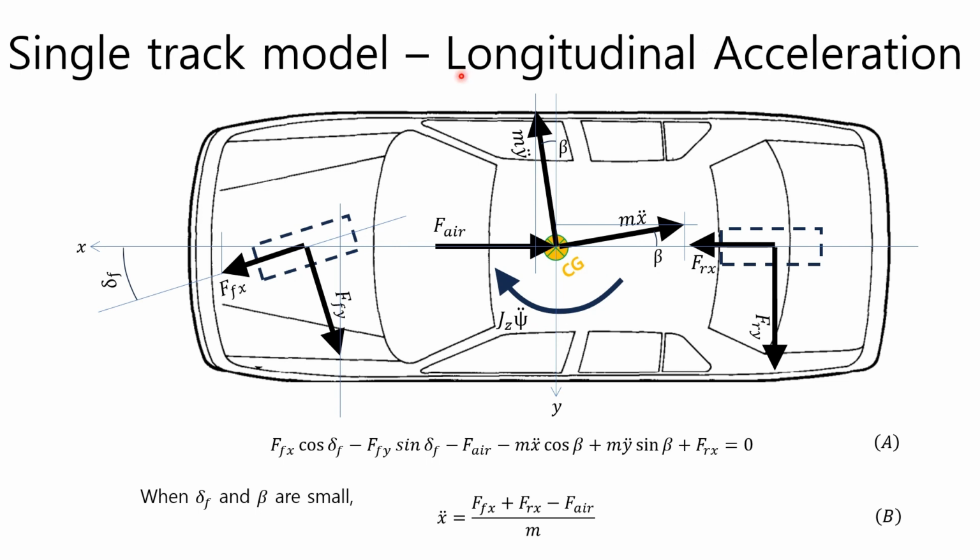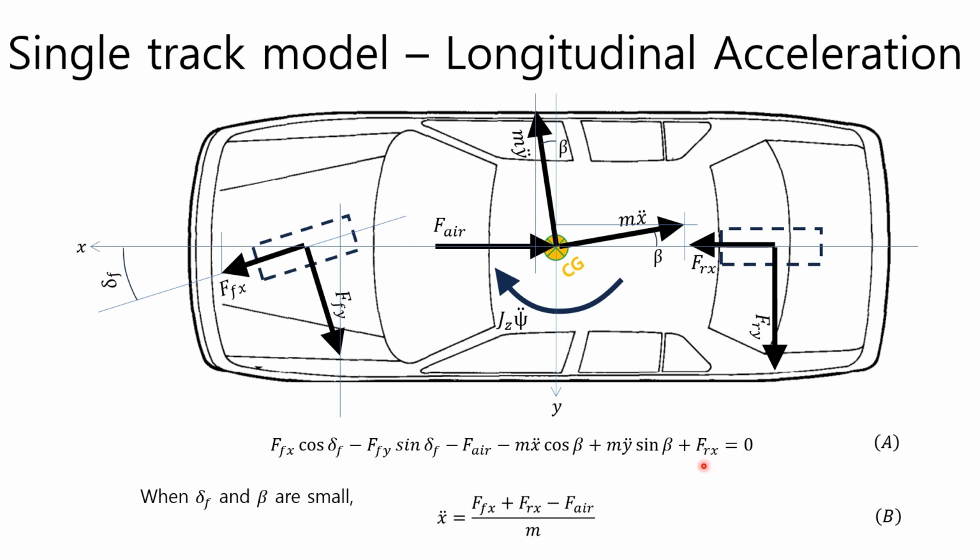First, let's find the longitudinal acceleration of the vehicle by establishing an equilibrium equation for the force in the x direction. The front wheel longitudinal component is FFX cosine delta F. The vehicle longitudinal component of the front wheel lateral force is FFY sine delta F, which is negative because it is directed backwards. The air resistance force is FAir. The vehicle longitudinal component of the force due to longitudinal acceleration is minus m x double dot cosine beta, and the vehicle longitudinal component of force due to lateral acceleration is m y double dot sine beta. Finally, considering the longitudinal force FRX of the rear wheel, equation A can be obtained.